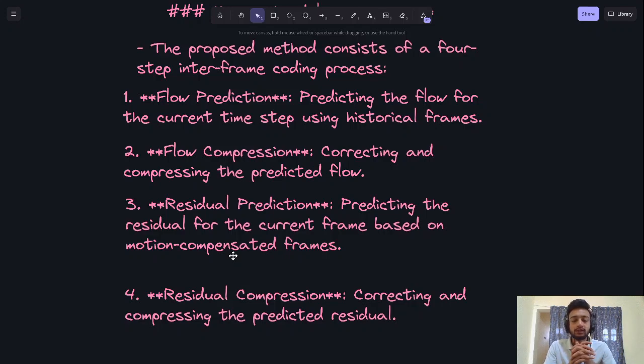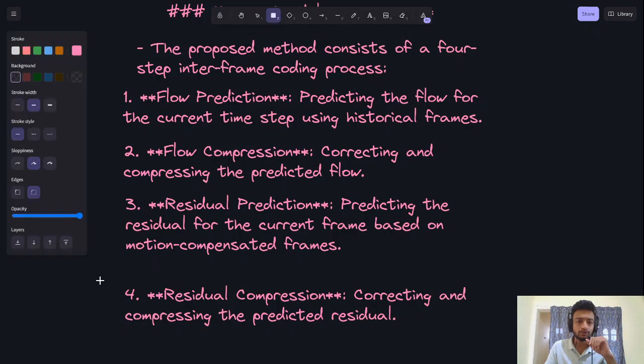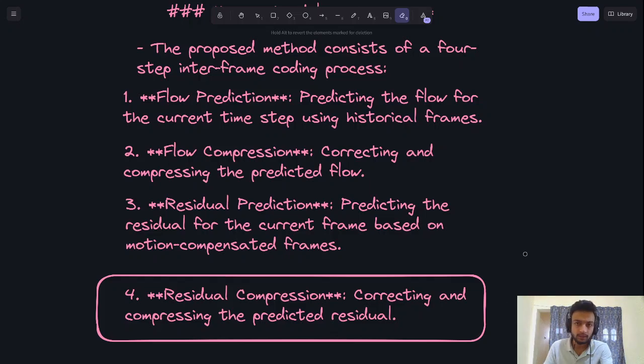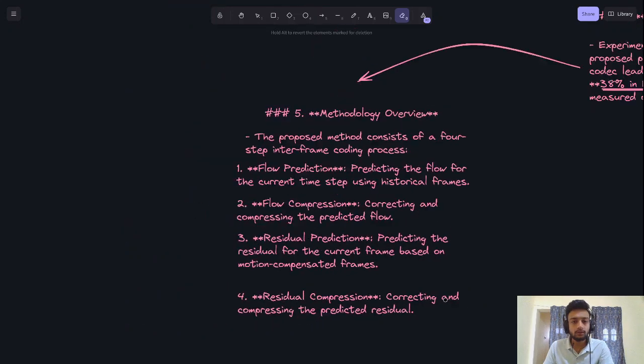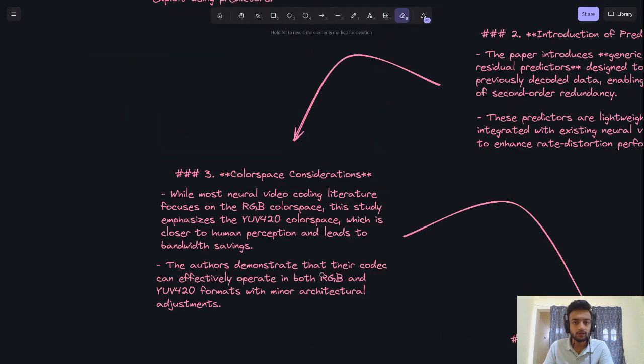And the fourth and last methodology of this research paper was residual compression. That means correcting and compressing the predicted residual. Correcting and compensating the predicted residual is the most important part, as we can see here. It's just an overview of how the frames will be compensated in video and video codecs. So this was the methodology. We saw performance improvements. We saw color space.